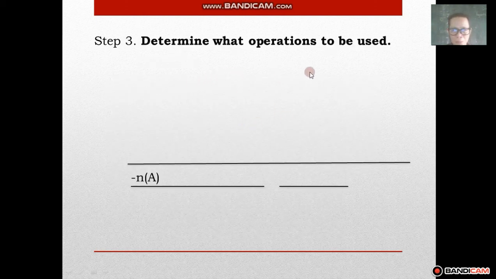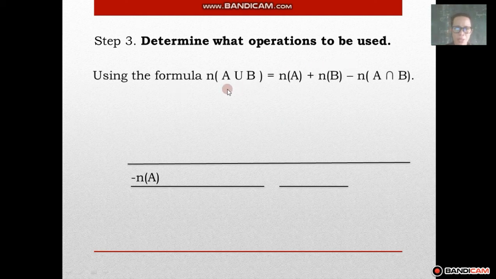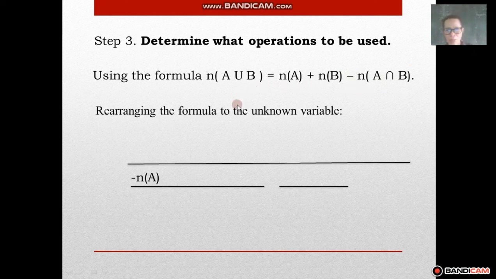Okay, step 3. Determine what operations to be used. So this is the operation or the formula that we are going to use. The cardinal number of their union, A and B, is equal to the cardinal number of A plus the cardinal number of B, subtracted by the cardinal number of the intersection of A and B. Take note guys, this is what is being asked in the problem. So this is the unknown variable. Alright, so we need to rearrange this one into the unknown variable.